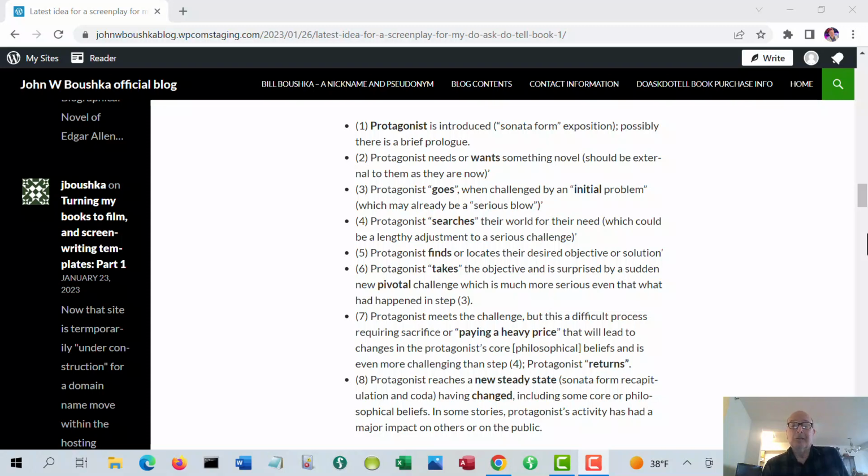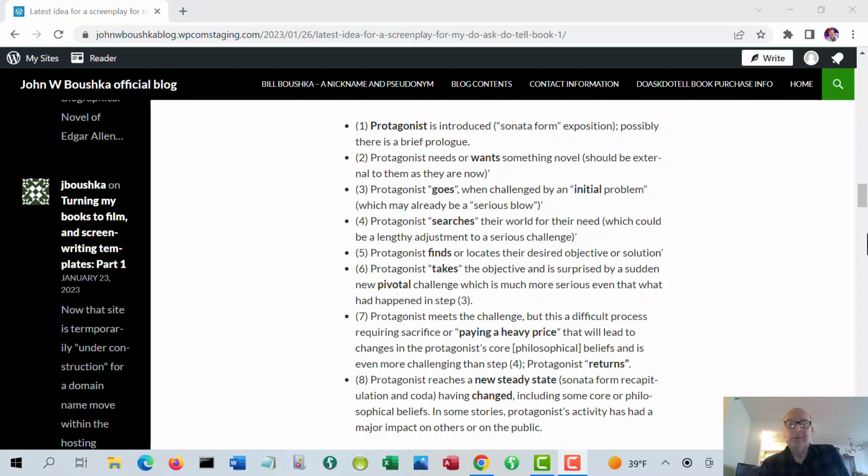The protagonist then goes on a journey, in a sense. In my case, it was leaving home, but they go when challenged by an initial problem, which in my case was going away to college. And then something happened when I went away to college, which became a serious blow. And that actually became the problem. So the initial problem itself may be a serious blow in itself with respect to an entire screenplay or an entire story.